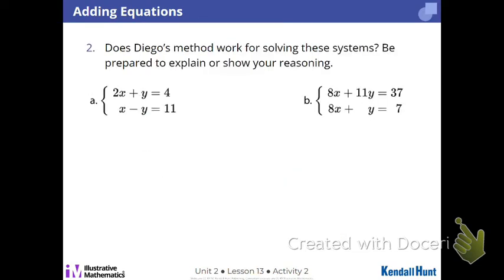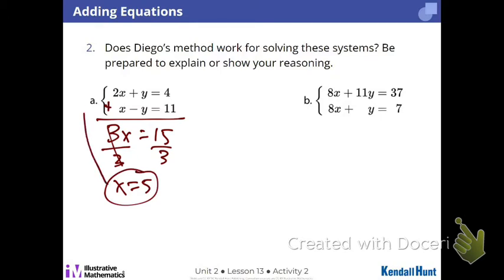All right, so I want you to try Diego's method out on these ones. So try it. I'm looking around and I see most people on the first one. They're like, hey, Diego added it together. It works. When he added together, I got x is 5. 5 minus y is 11, so y needs to be 6.